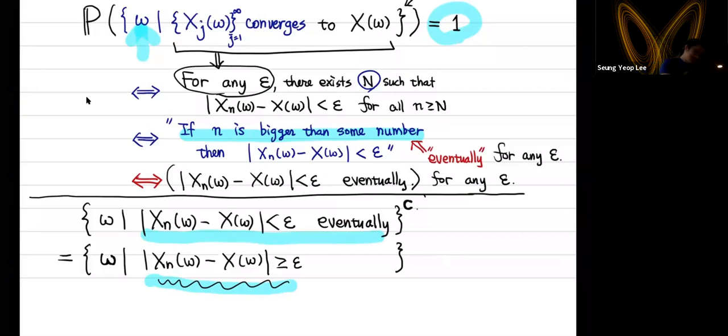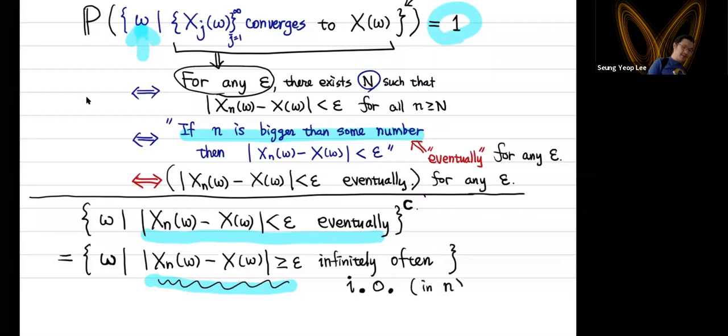Okay? So this must happen infinitely many times. So that's called infinitely often. This is also used a lot, so we have the abbreviation infinitely often. What's implied is infinitely often in n. So as n grows, it happens for infinitely many n's. Like eventually is also with respect to n.